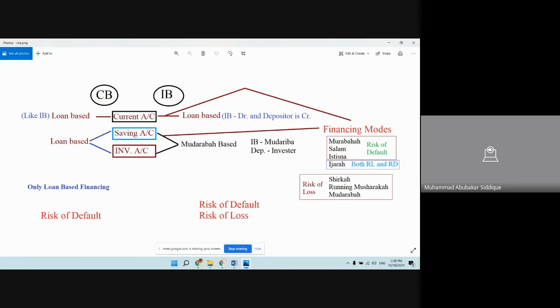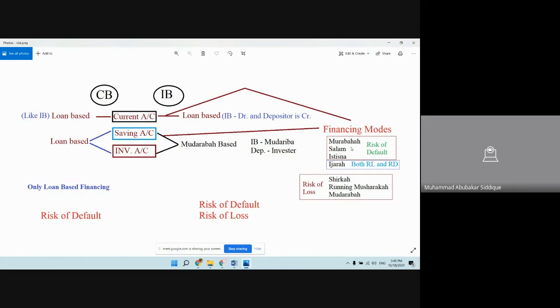Look at here. From the saving account, investment account, the financing modes, same as from the current account, all the money goes into financing. How does an Islamic bank finance? Through murabaha, through salam, through istisna. All of these three are sale-based modes. Sale-based mode means they sell on credit, then they receive the price from the client. Murabaha, salam, istisna, these are sale-based, and because the Islamic banks finance assets through these sale-based modes on credit, the price becomes a debt upon the client.